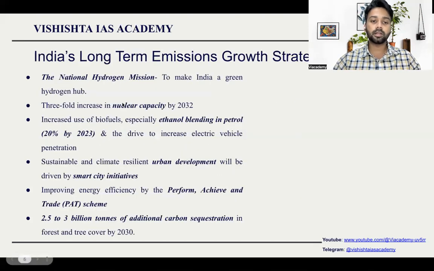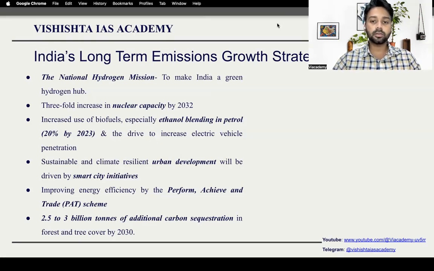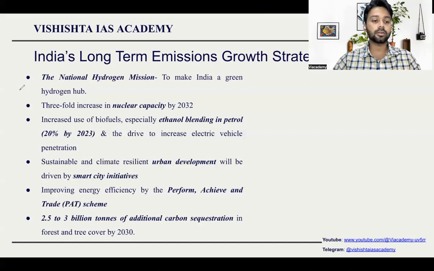The next one, India's long-term emissions growth strategy. So in 2022, the COP, that is the Conference of Parties of the Paris Agreement, happened in Sharm el Sheikh of Egypt. In 2022, India gave some strategy. India told the entire world that these are all the strategies we will implement to reduce our emissions in the upcoming days. The most important strategy which India announced was the National Hydrogen Mission.